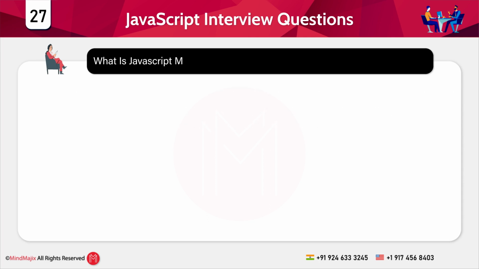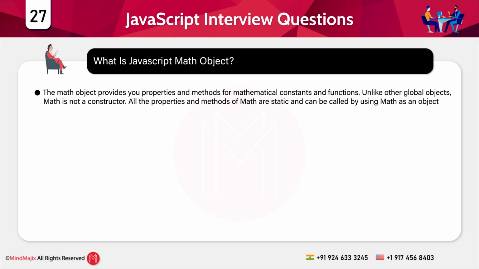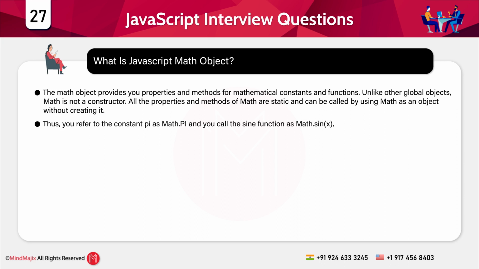What is the JavaScript Math object? To perform math-related operations, we can use the Math object. The Math object provides you properties and methods for mathematical constants and functions. Unlike other global objects, Math is not a constructor. All the properties and methods of Math are static and can be called using Math as an object without creating it. Thus, you refer to the constant pi as Math.PI, and you call the sine function as Math.sin(x), where x is the method's argument.